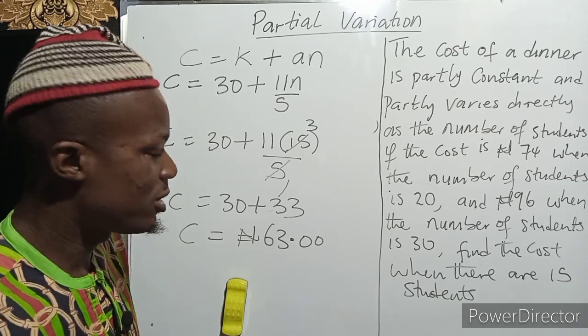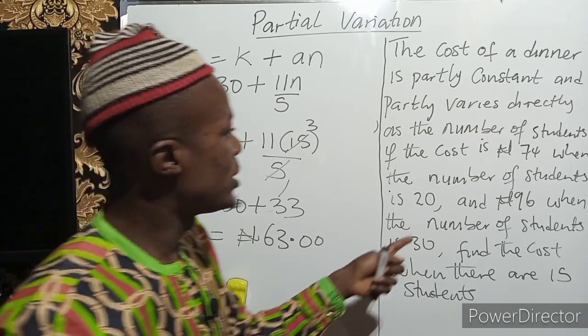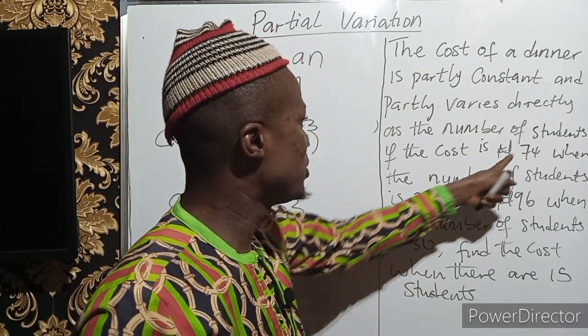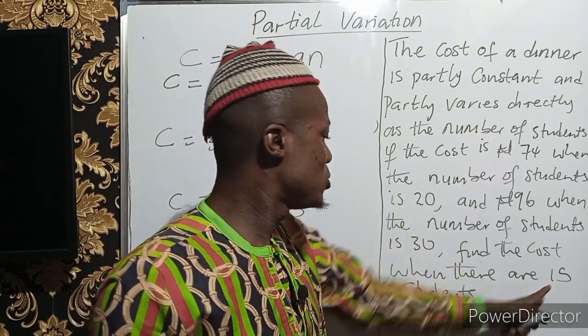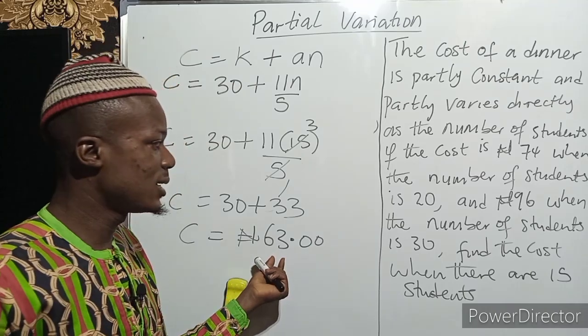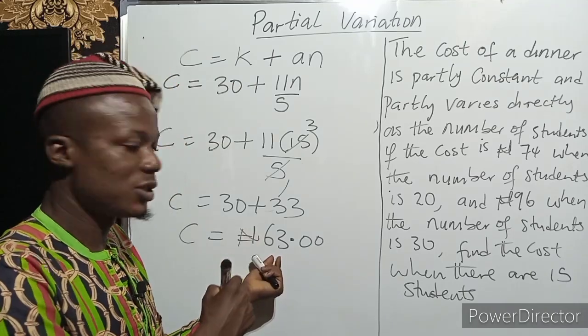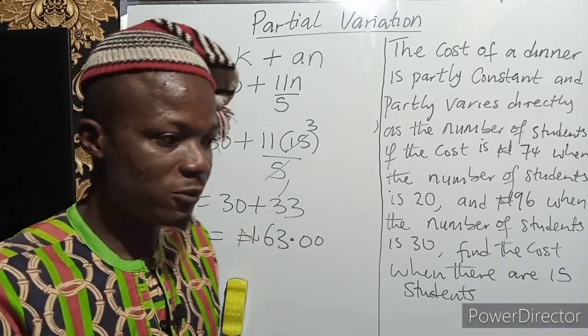So 63 naira is just the answer to this particular question. And if you analyze this question very well, you see that it's authentic, because when there are 20 students, you pay 74. And for you to have 15 students, you have to pay an amount that is lesser than 74 naira, which is 63.